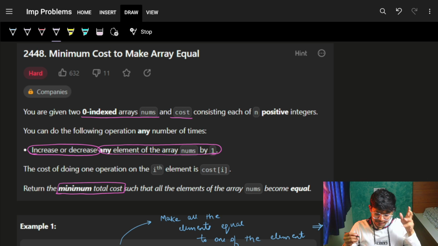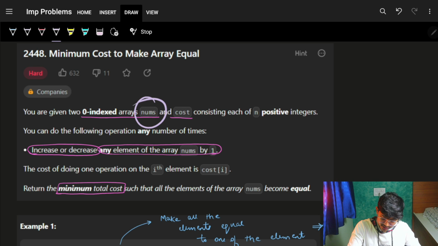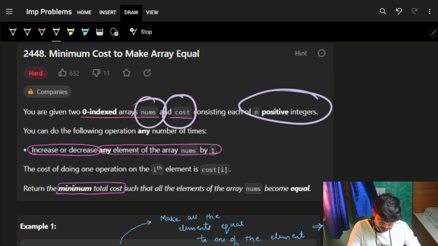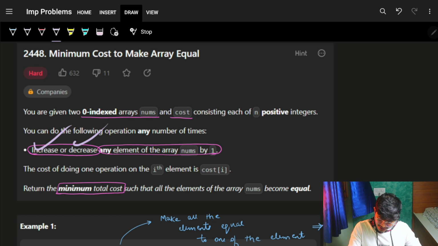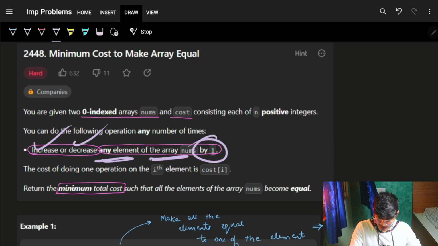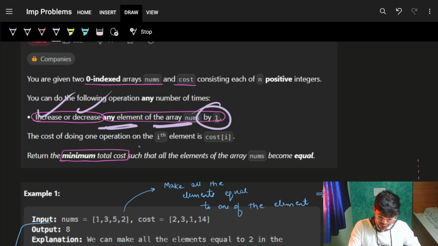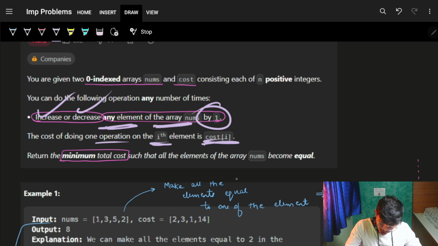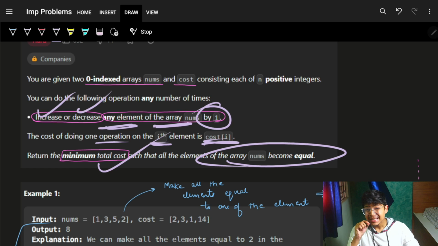Now, the problem says minimum cost to make array equal. You are given a zero-indexed integer array called nums and cost, each consisting of n positive integers. The operation I can apply is to increase or decrease any element of nums by 1, and the cost of one operation on the ith element is cost[i]. Cool. I have to make all the elements of nums equal, and I have to find what is the minimum cost I would incur for that.